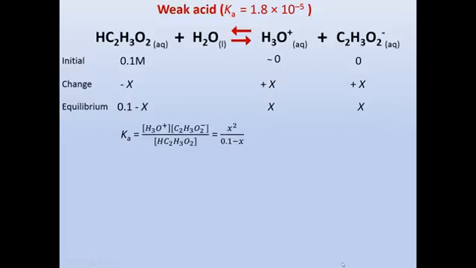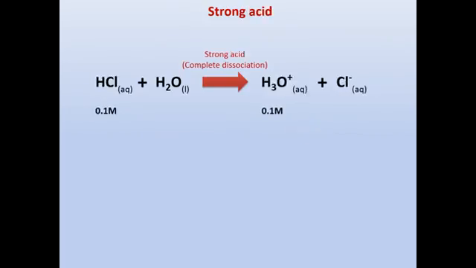If we compare that to our strong acid, the pH of this strong acid, also 0.1 molar, is 1. So the pH of a strong acid solution is going to be more acidic than the pH of a weak acid solution.